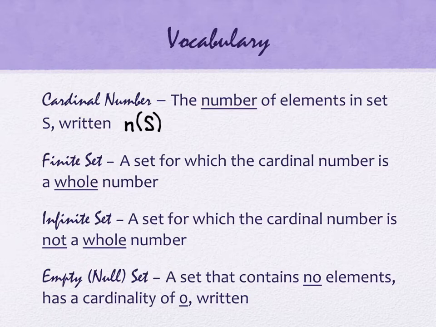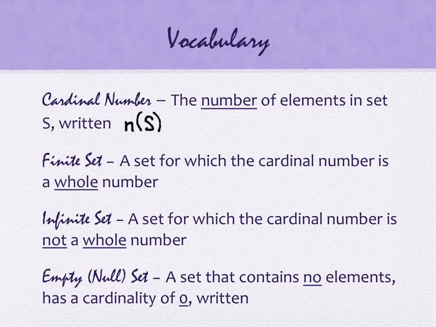You could talk about, at any given moment, what the deficit is for the federal budget or something like that. It could be a really large number. It's still finite. An infinite set is a set for which the cardinal number is not a whole number. So if you were to talk about how many whole numbers there are, well, there's infinitely many, right? I put the dot on the end for that very purpose, to indicate that it continues on forever. That's an infinite set.